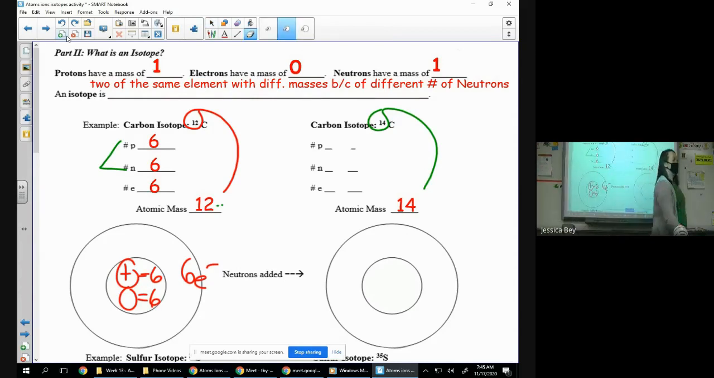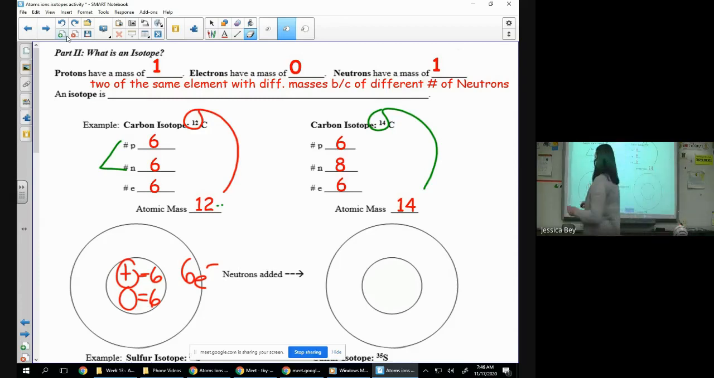So what's going to change in this isotope? Well, it has a mass of 14, but I know I still have to have 6 protons. I can never change that. I'm never going to change the electrons because it's still going to be neutral. However, how many neutrons does this carbon have in order to get to a mass of 14? He has 8. So then you're going to draw the difference here. Where did the difference reside? It resided in the nucleus.